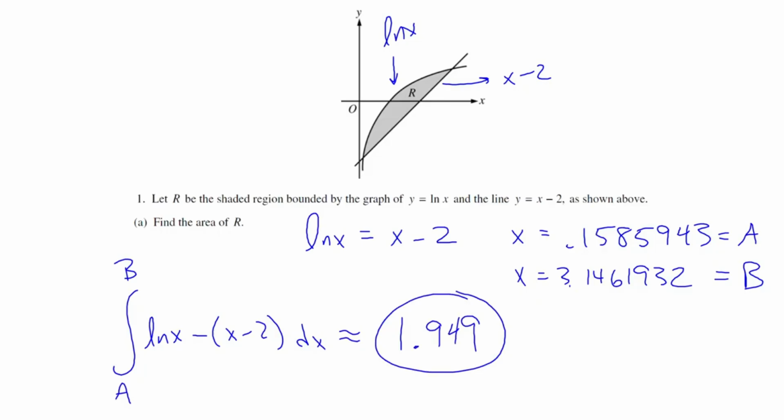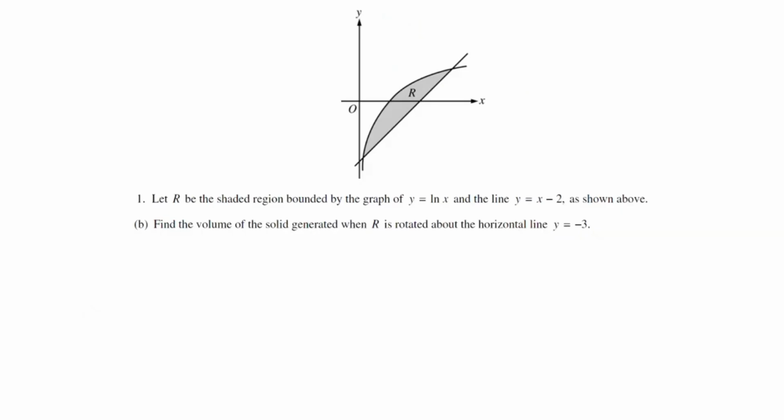And part A there was worth 3 points. 1 for the correct integrand, 1 for the correct limits of A and B, and 1 for the final answer. In part B, it says find the volume of the solid generated if we take R and rotate it around the line y equals -3.